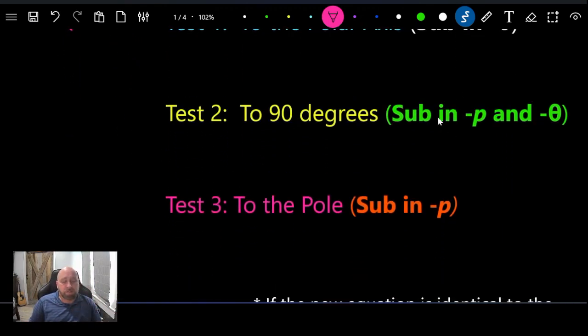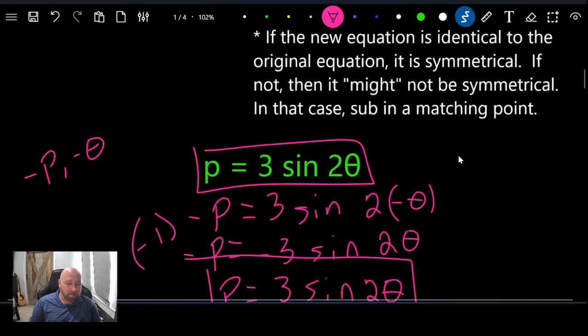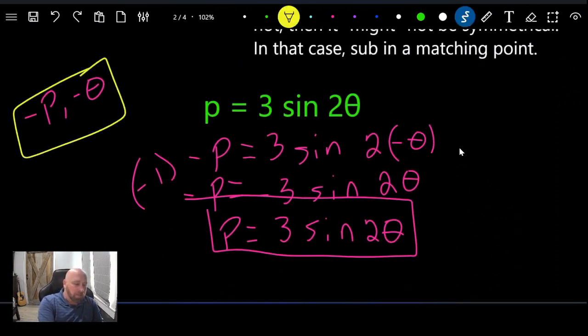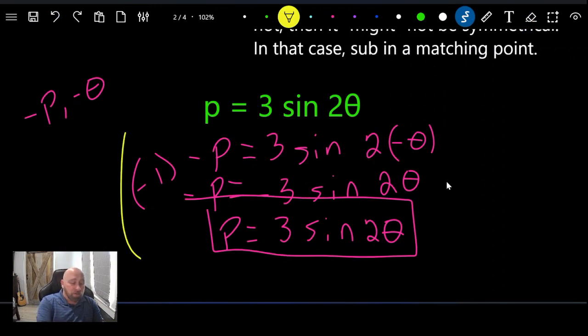And in test number 2, it says we need to sub in negative rho and negative theta. So let's come back down here and look at it. Look at what we just did. We literally just subbed in negative rho and negative theta. So that one, we don't even have to do it again. When we did that, we know that it worked out. So sometimes these tests are going to overlap each other.